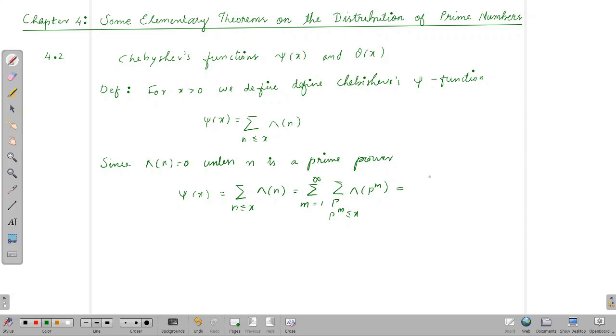So this is equal to the summation over m equal to 1 to infinity, summation over p less than or equal to x raised to 1 by m, of log p. That means the sum is always a finite sum, or contains only finitely many terms. In fact, the sum is empty if x raised to 1 by m is less than 2.